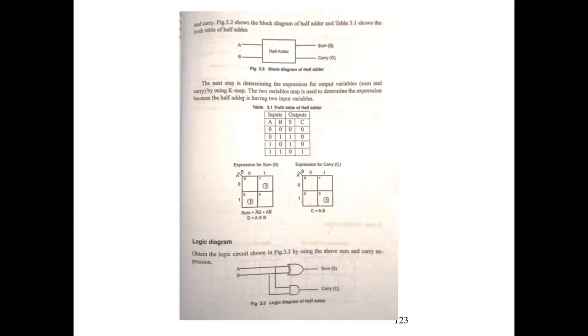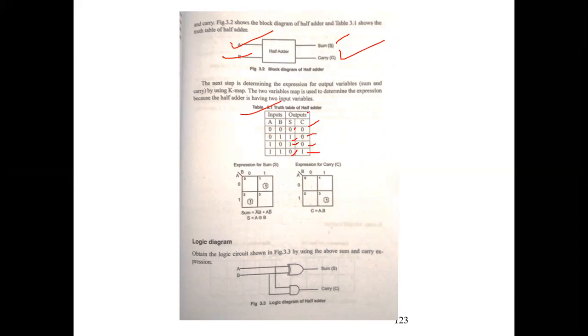In half adder, this is the basic block diagram. Here we have two inputs and two outputs: A and B as inputs, sum and carry as outputs. This is the truth table for half adder. If you give 0, 0, the sum is 0, carry 0. Next, 0, 1 gives sum 1, carry 0. 1, 0 gives sum 1, carry 0. 1, 1 gives sum 0, carry 1.